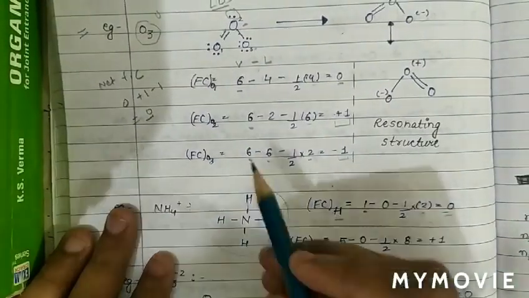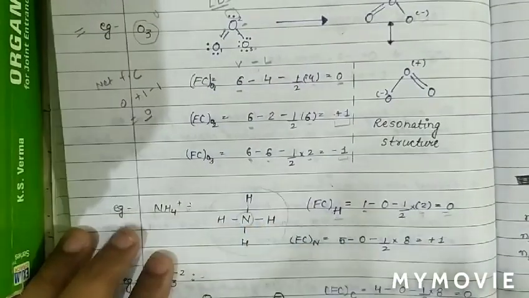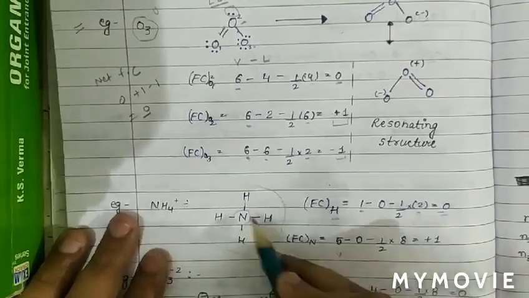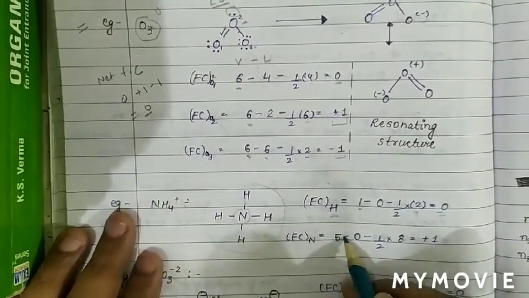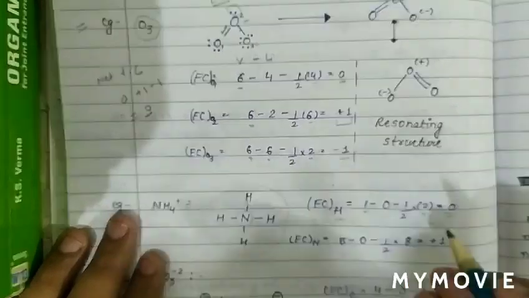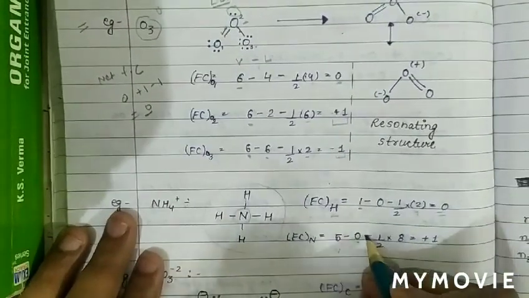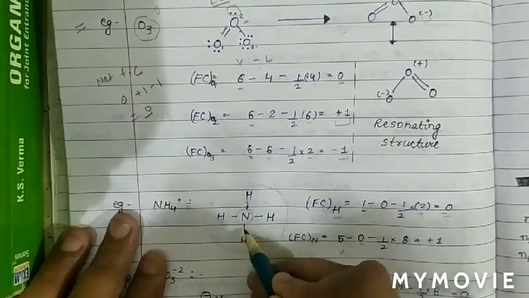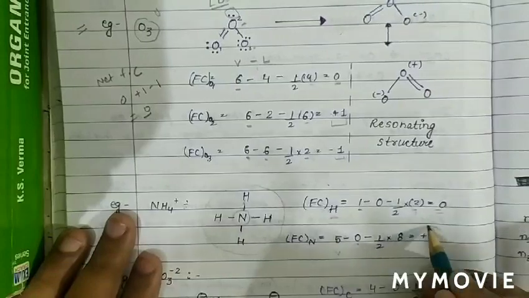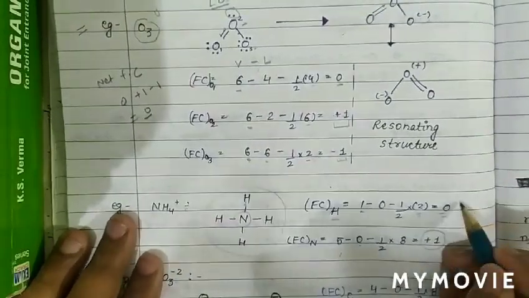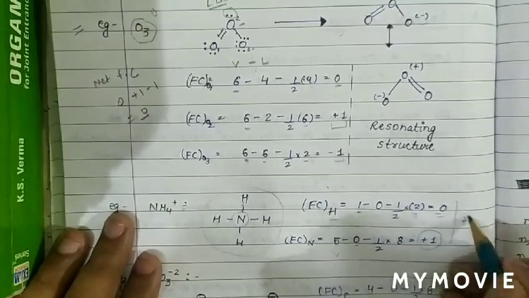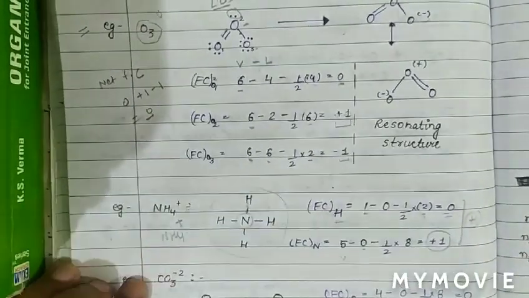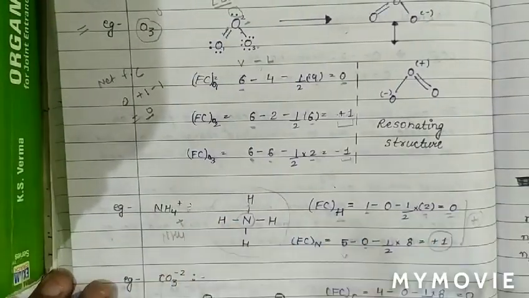Now we are calculating the formal charge on the nitrogen atom. We know the valence electrons for nitrogen, a group 15 element, is 5, minus, is there any lone pair on nitrogen? No. So 5 minus 0, minus half of the shared electrons, which are 1, 2, 3, 4, 5, 6, 7, 8. So the formal charge on nitrogen is plus 1. When we calculate the net charge, 0 plus 1 equals plus 1. Therefore NH4 has a charge of plus 1, as the net formal charge on NH4 is plus 1.